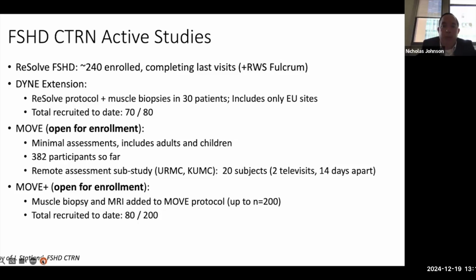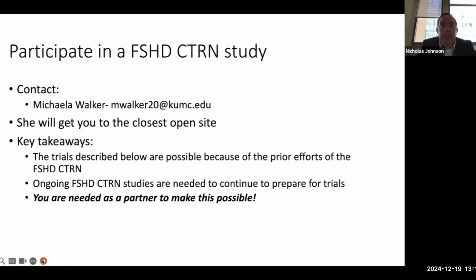If you take one thing away from today, please consider enrolling in one of these natural history studies. This both informs clinical trial design. It also probably starts to engage you with these clinical trial sites. Here's how you might do this. You can contact Michaela Walker at Kansas University Medical Center, and tell her where you're from, and she'll try and get you the closest open site. So, again, please consider participating in the FSHD CTRN study.